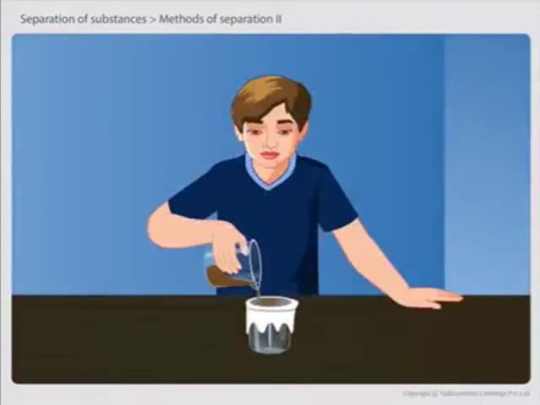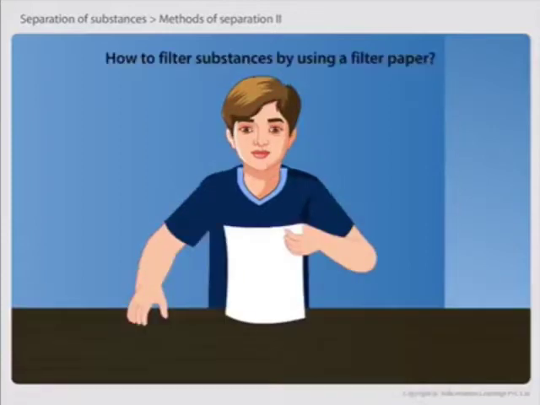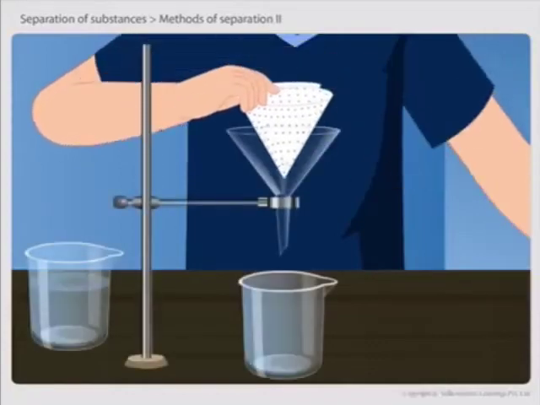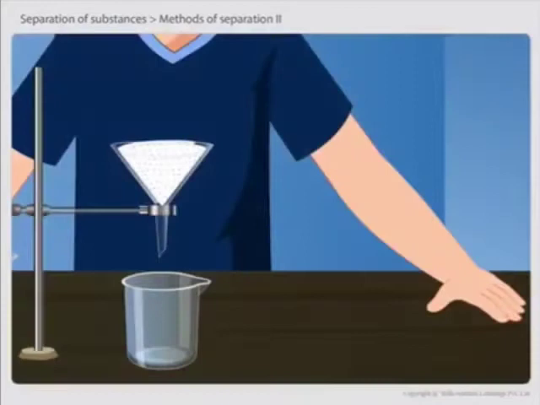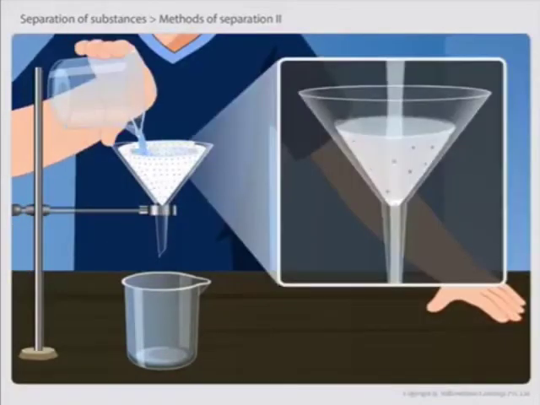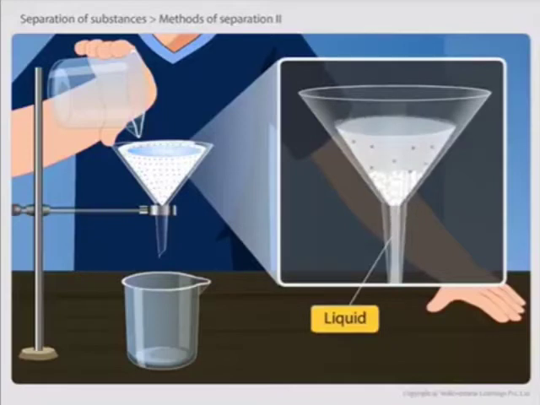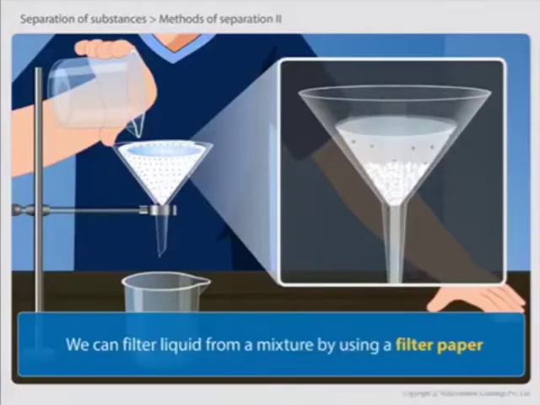We have learned that clothes act as a filter. Apart from clothes, a filter paper is another type of filter that has very fine pores in it. Let us learn how to filter substances by using a filter paper. A filter paper is folded in the form of a cone. This folded filter paper is fixed onto a funnel. The mixture to be separated is then poured on the filter paper. Solid particles in the mixture do not pass through it and remain on the filter. While the liquid can easily pass through it and gets separated from the solid particles. In this way, we can filter liquid from a mixture by using a filter paper.